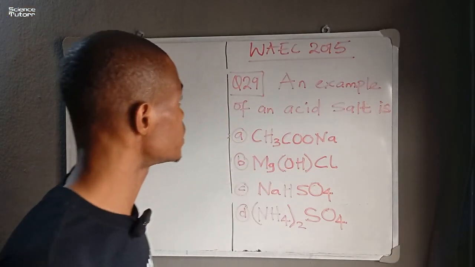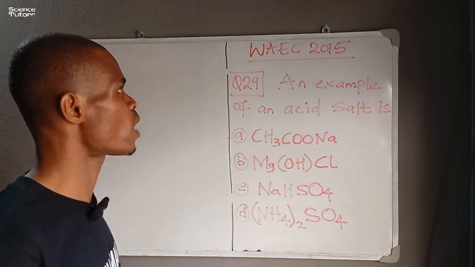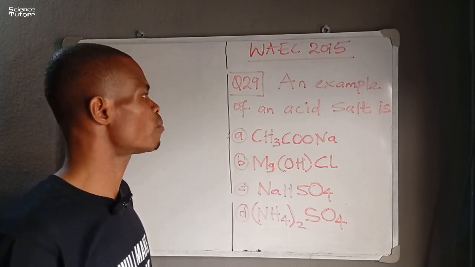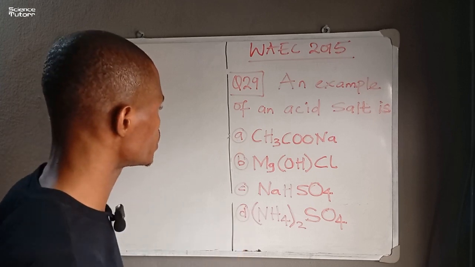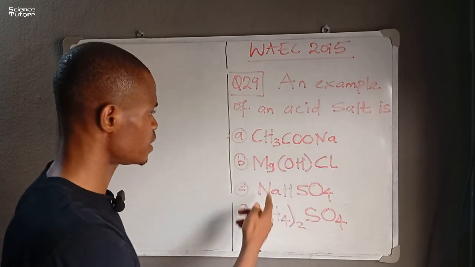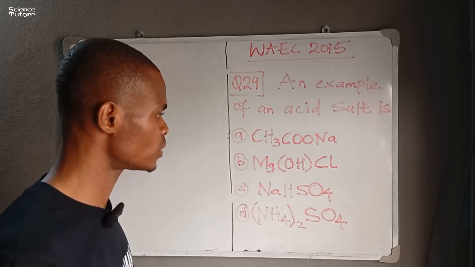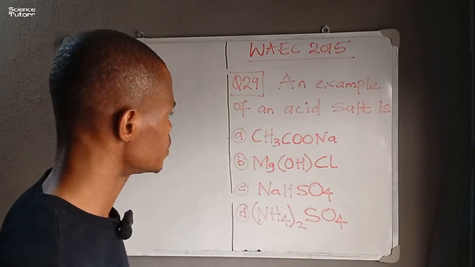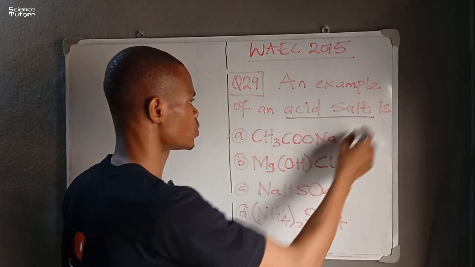Guys, let's consider the problem on the board. This is based on WAEC 2015, question 29. It says an example of an acid salt is, and we are provided with options A to D. A is sodium ethanoate, B is magnesium hydroxide chloride, C is sodium hydrogen sulfate, and D is ammonium sulfate. Now, one of these represents an acid salt.